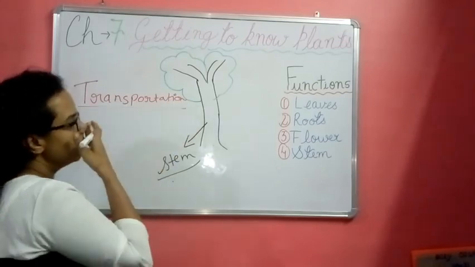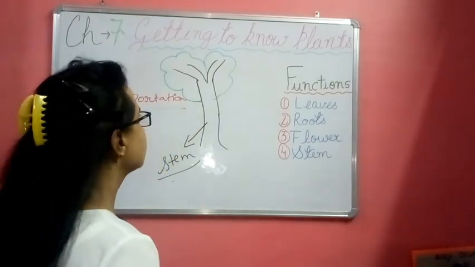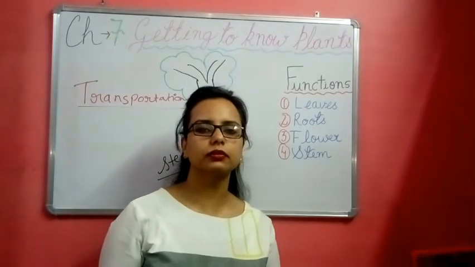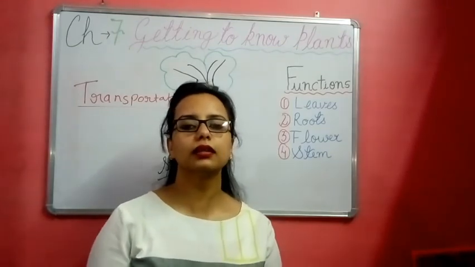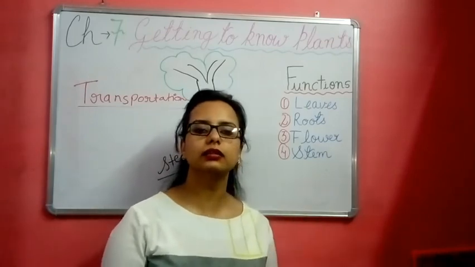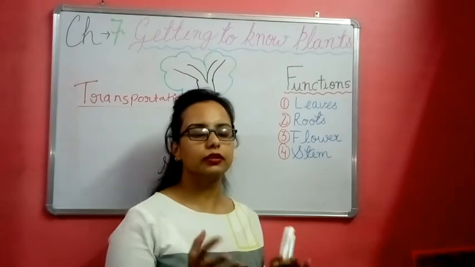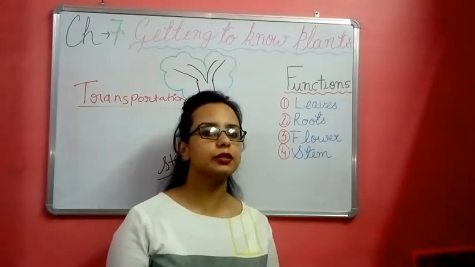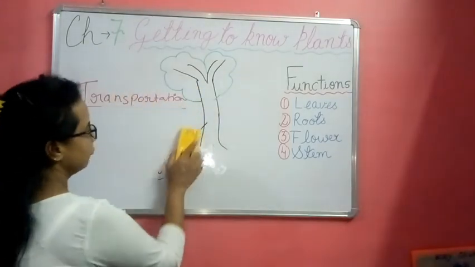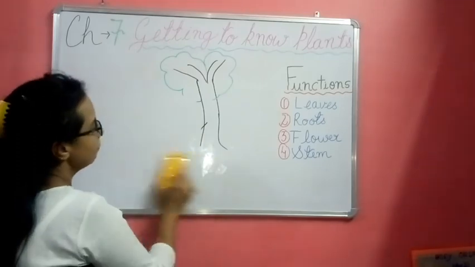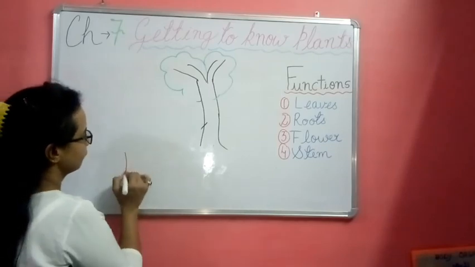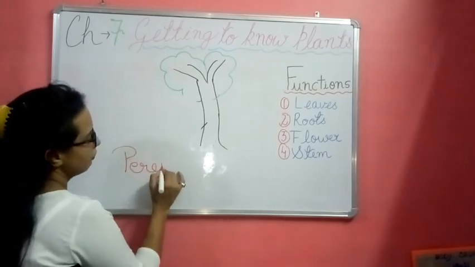Okay, now next, it also helps in giving the support. Okay, it also gives support to the branches and the leaves. So it is another function of the stem, to give support to the branches and the leaves. Now another function of it is perennation. Okay, another function is perennation.